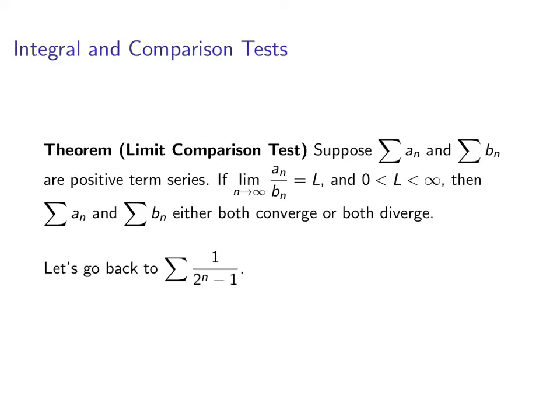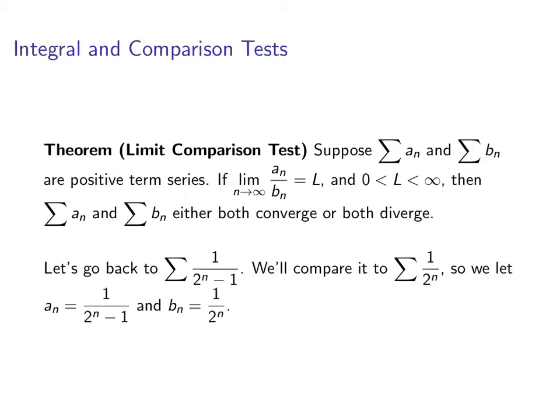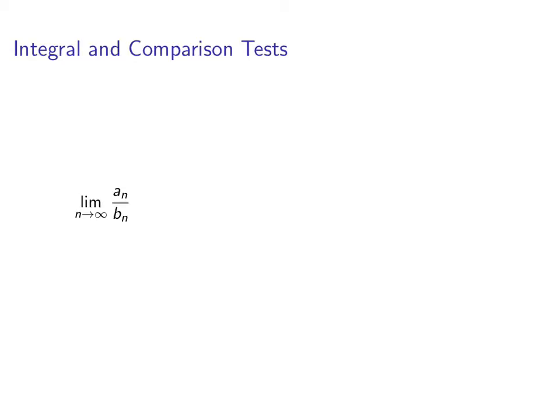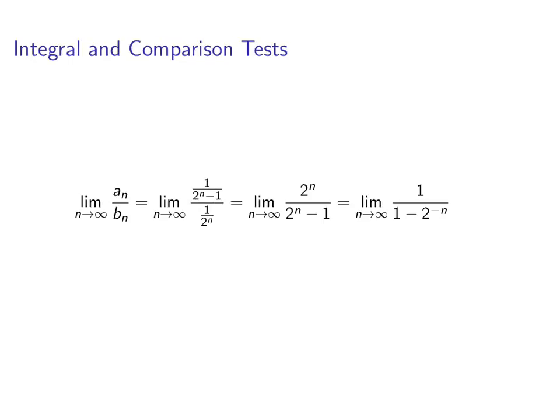All right, let's go back to the series that we started with, the sum of 1 over 2 to the n minus 1. We'll compare it to the sum of 1 over 2 to the n. So we're going to let a sub n be equal to 1 over 2 to the n minus 1, and b sub n be equal to 1 over 2 to the n. All right, let's look at the limit of a sub n over b sub n. That's the limit of 1 over 2 to the n minus 1, all over 1 over 2 to the n. Flip things over and multiply, and then divide top and bottom by 2 to the n. We end up with a limit of 1, and remember that in order to use the limit comparison test, we needed to have something that was between 0 and infinity.